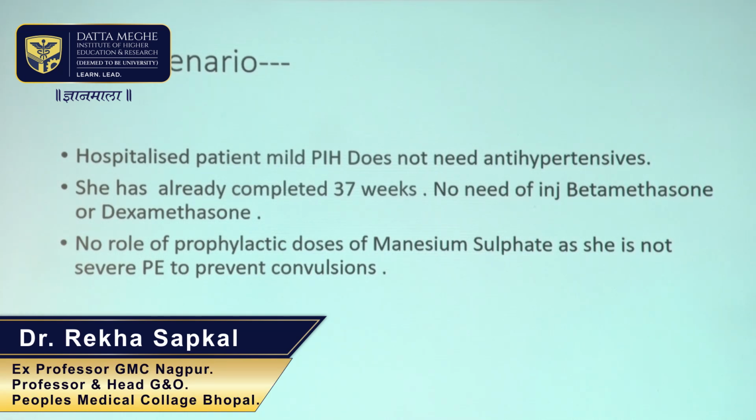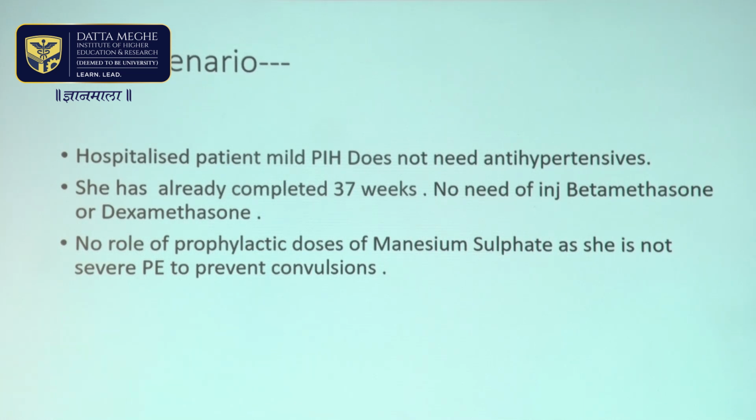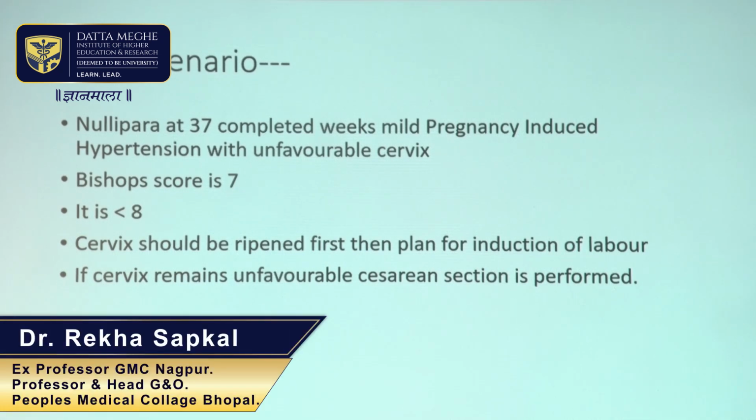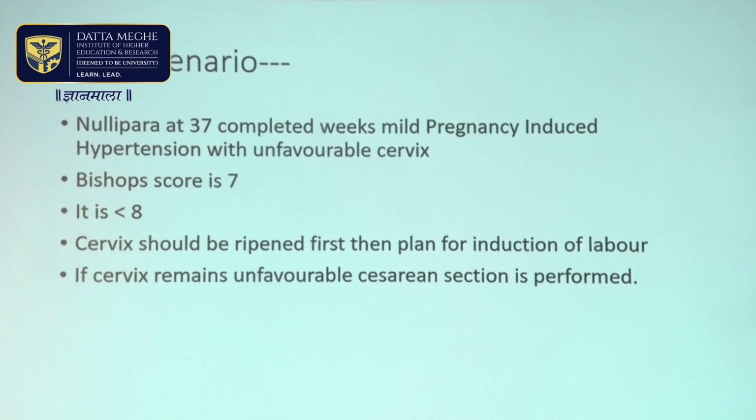Magnesium sulfate administration is also not required in these cases, as magnesium sulfate is given to prevent the convulsions. It is not required in this case because she is already a mild case of preeclampsia. So, here 37 completed weeks with pregnancy induced hypertension and unfavorable cervix we are dealing with. The Bishop score is 7, it is less than 8, means unfavorable cervix.